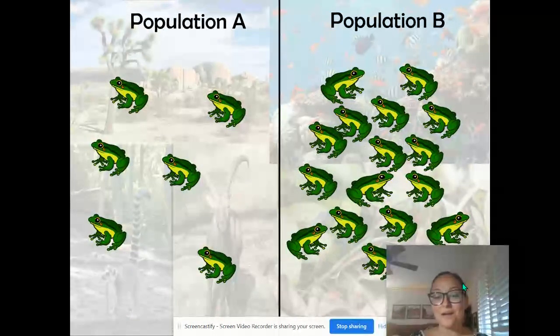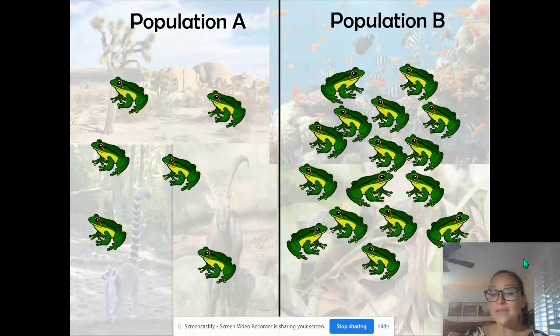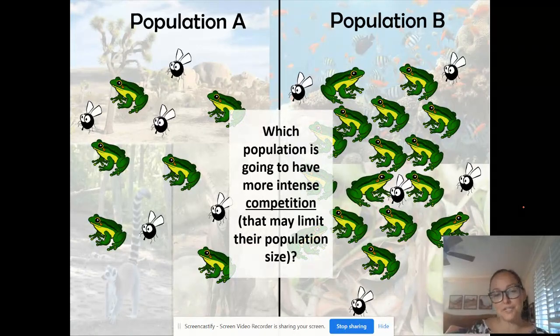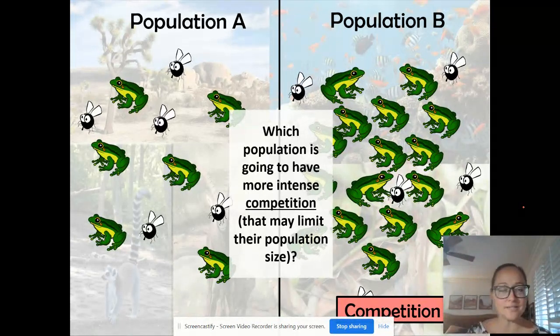So let's go ahead and compare two populations real quick. Here we have population A and population B. Population A has a lower population density, compared to population B, which has a greater population density. There are more frogs per unit of area in population B. So which population, A or B, is going to have more intense competition for food? If flies are available, the consequences of competition are going to be stronger in population B. Competition for this limited amount of food will have more of an impact in B. There will be more starvation and more deaths compared to population A.